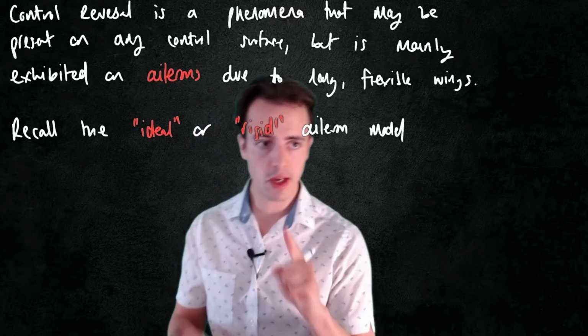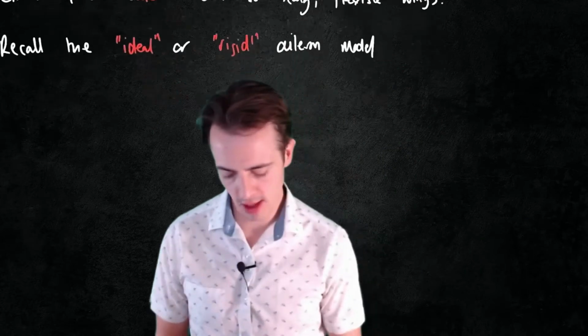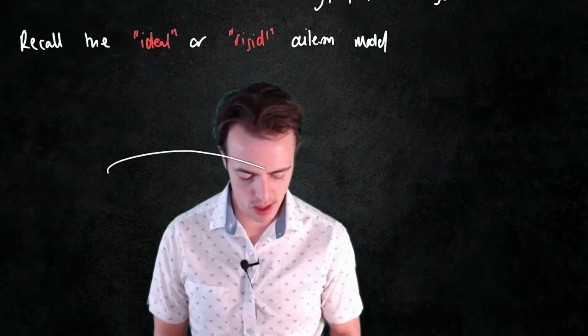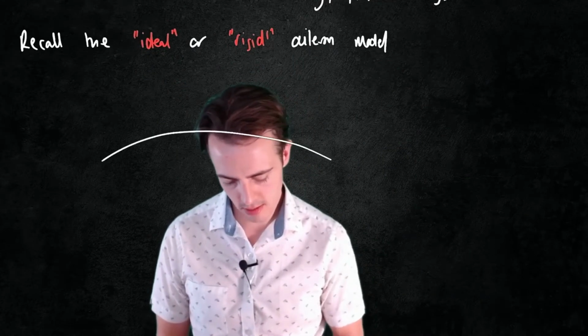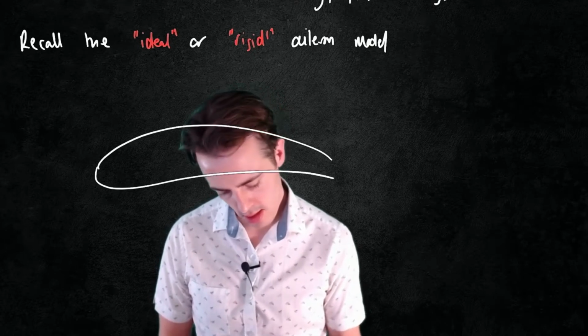So we're going to talk about how the ailerons are supposed to work as this ideal or rigid case. So I'm going to draw a two-dimensional section. If I can remember how to draw an aerofoil, that would be good. That's good enough for now.